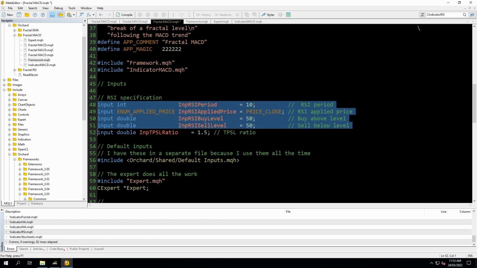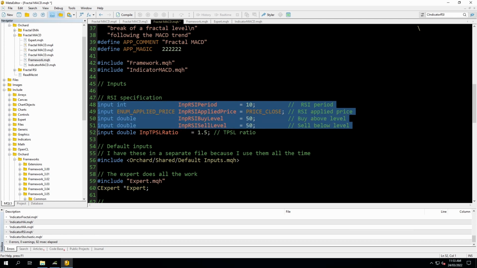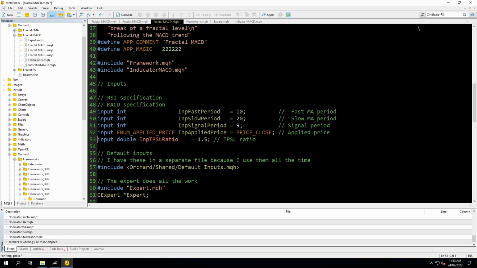Different inputs for the MACD. So I not only have different inputs for the MACD, replacing these RSI inputs, but I also no longer need the buy and sell level because the MACD will handle that for me. Because what I'm going to be doing is comparing the signal line with the main line.